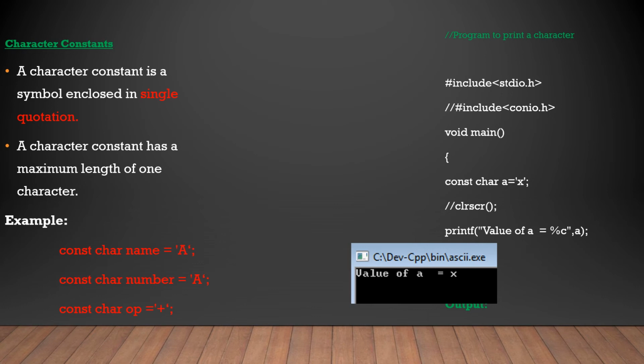See this example. In this example, we are printing the value of a character. Const char a equal to 'x'. printf value of a is equal to percentage c, a. So what will be the value of a now? You have assigned a value as x, and you are asking here to print the value of a, which is character type data. So the output will be: value of a is equal to what? It will print x because you have assigned a equal to x here. So this is the output you are going to get for this character constant.